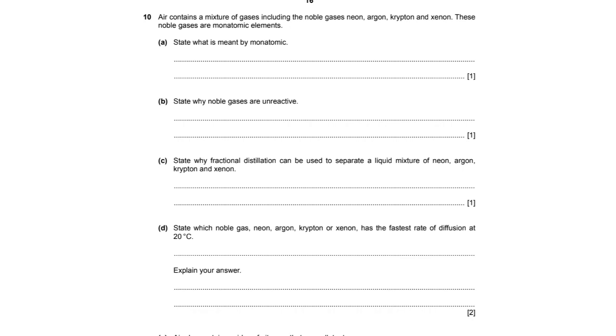Okay, air contains a mixture of gases including noble gases. State what is meant by the term monoatomic. So you can write elements with only one atom. Elements containing only one atom. And why are noble gases non-reactive? Because they have a complete outermost shell. So noble gases have a complete valence shell.